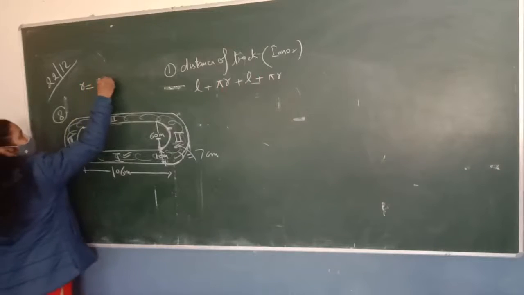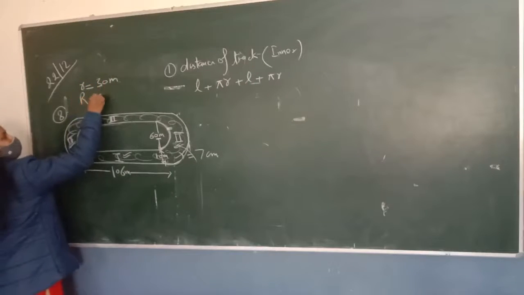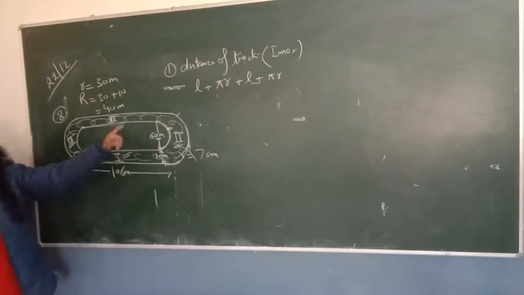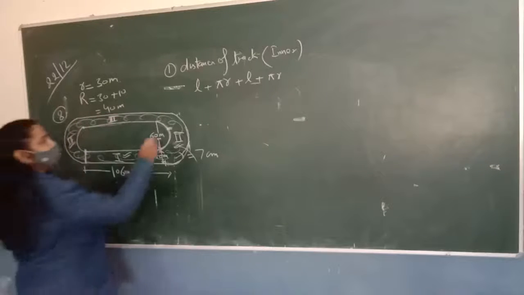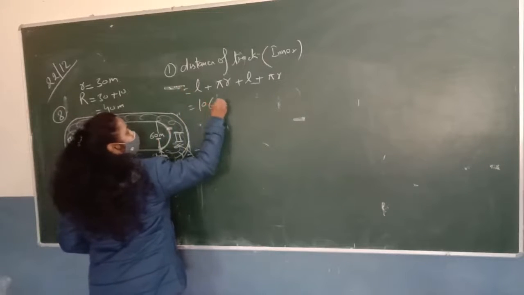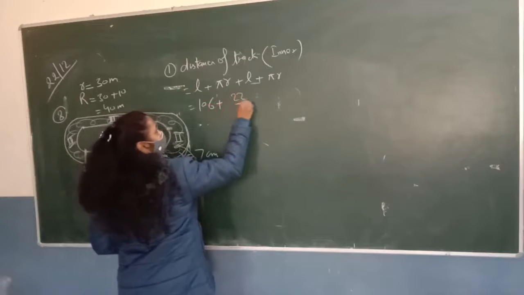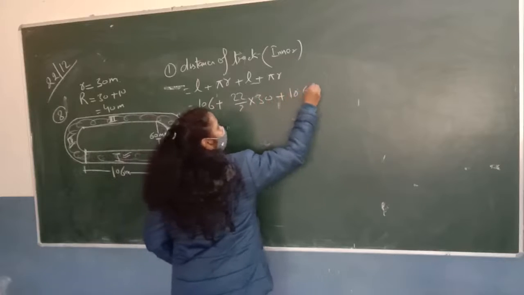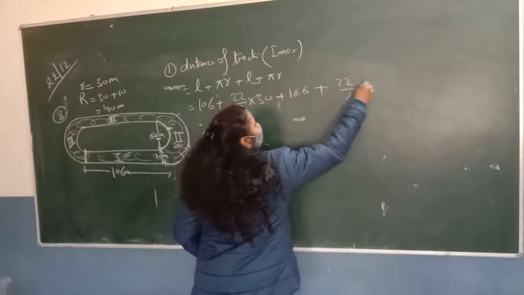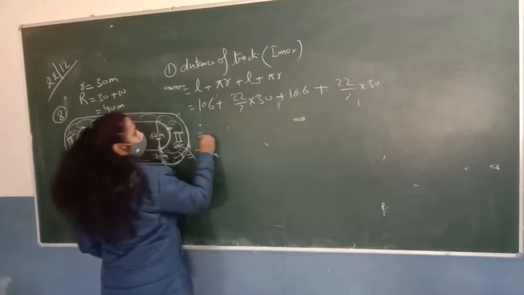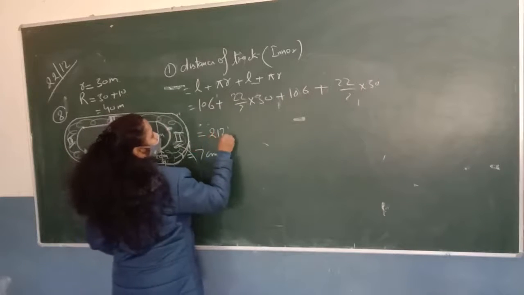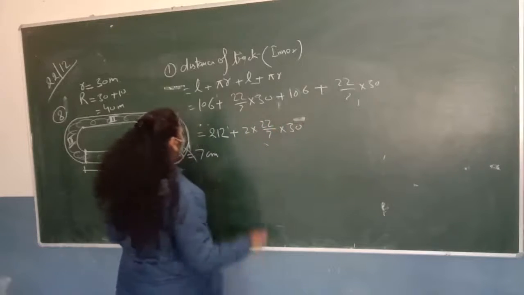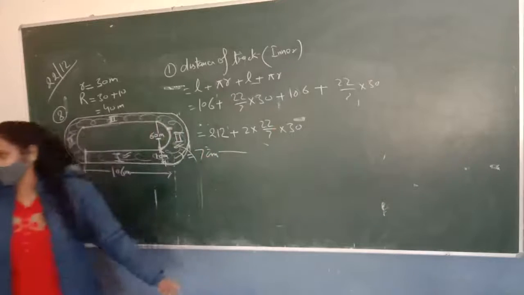It is 30 meter. And what is the radius of the outer part? It is 30 plus 10, 40 meter. This is the length of the edge, inner edge. So it will be 106 plus pi r. 22/7 into r is 30, plus 106 plus pi into 30. I think you can calculate yourself. Please calculate it and tell me what is the value.